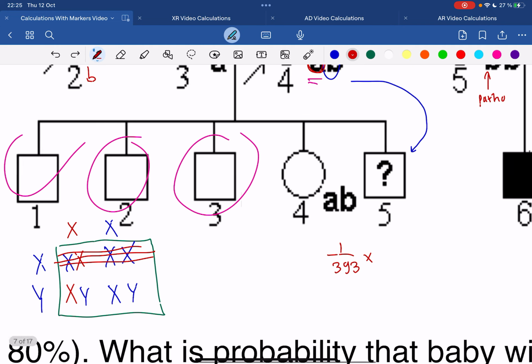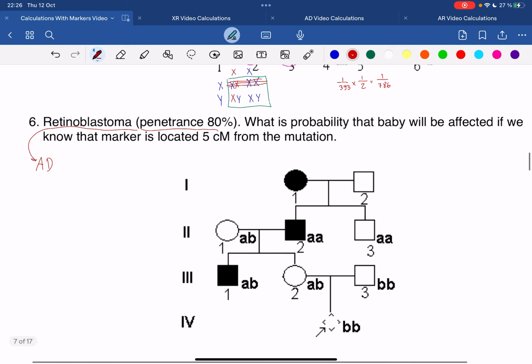Okay, next up right here, retinoblastoma with a penetrance of 80%. And because we have a penetrance, we know that it's AD, and we know that we probably have to use a Bayesian table here. What is the probability that the baby will be affected if we know that the marker is located 5 centimorgans from the mutation? Okay.